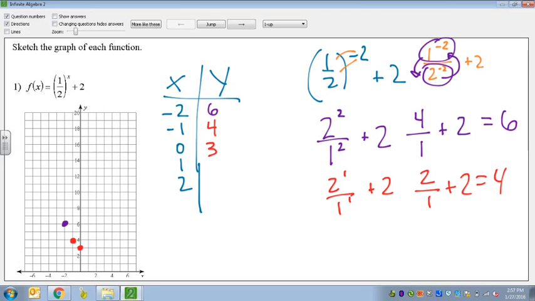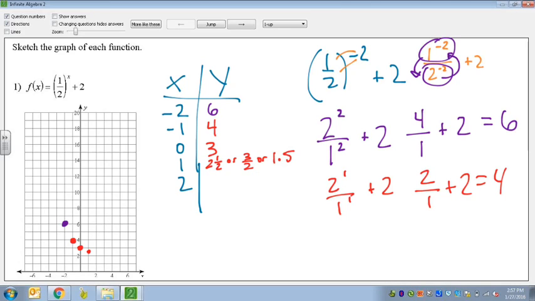Okay, if we plug in 1, 1/2 to the first power is 1/2. 1/2 plus 2 is 2 and 1/2, or 5/2, or 2.5. I would recommend using decimals because when you're graphing, decimals are a little bit easier to interpret and to graph. So at 1, it's at 2.5.